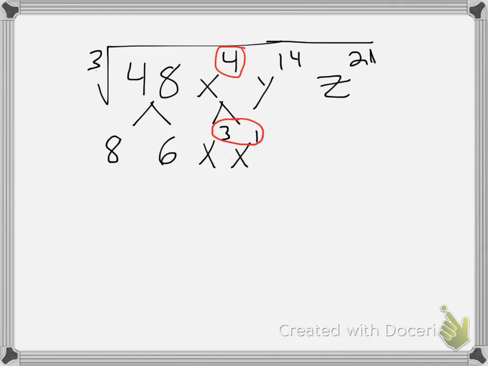So now I say 3 doesn't divide into 14 evenly, but 3 can divide into 14 4 times. 4 times 3 is 12. So I'll split this into y to the 12th. The remainder is y to the 2nd. Again, because I want 12 plus 2 to add up to 14. Now, 3 does divide into 21 evenly, so I don't need to split this. For now, I'm just going to bring down z to the 21st.